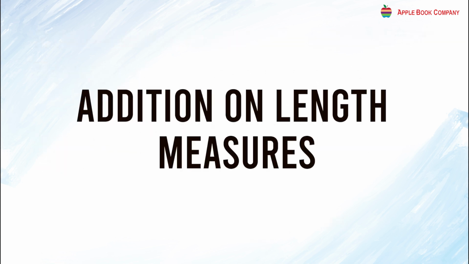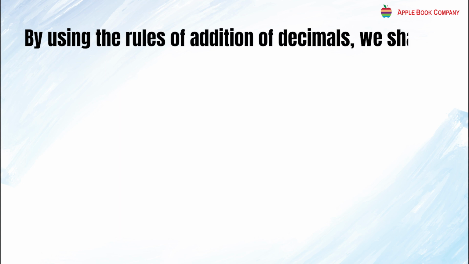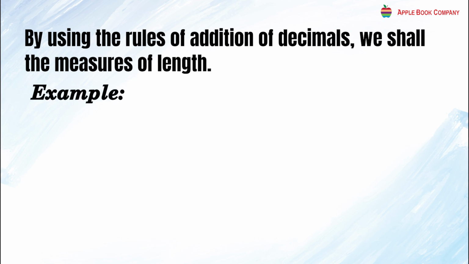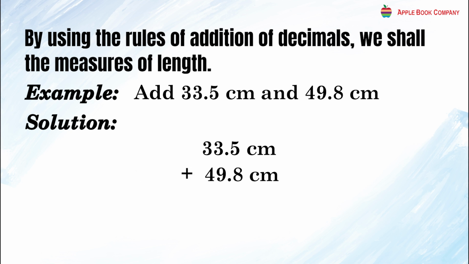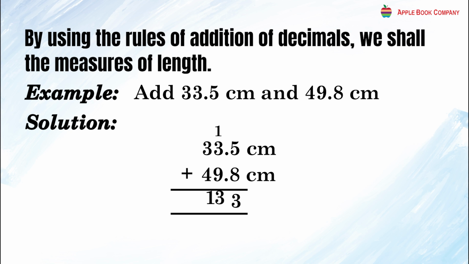Addition on length measures. By using the rules of addition of decimals, we shall add the measures of length. Example, add 33.5 cm and 49.8 cm. Solution, 33.5 plus 49.8. So 8 plus 5 is 13, 1 carried. So 1 plus 3 is 4, 4 plus 9 is 13, 1 carried, 1 plus 3 is 4, plus 4 is 8. So you get 83.3.